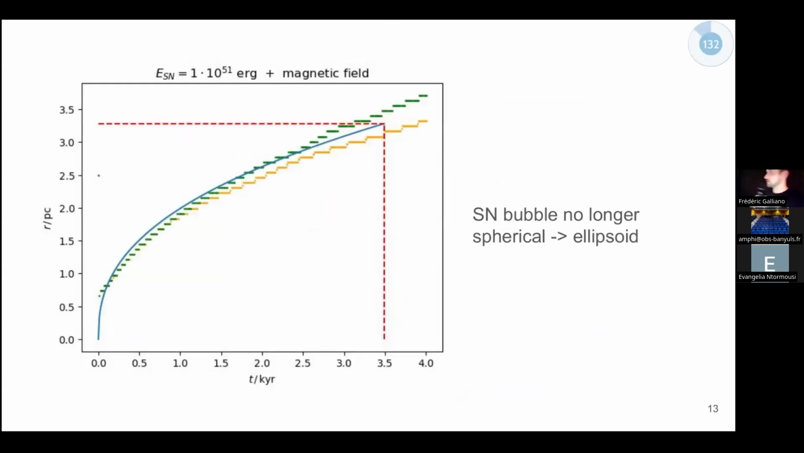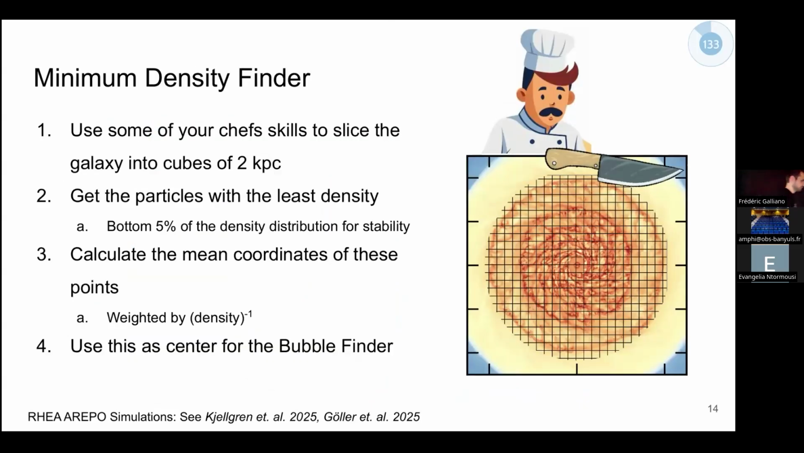And we can also see that in this plot. The green points are along one axis and the yellow points are along the other axis. As you can see, it's no longer spherical and instead it's becoming ellipsoidal. Yeah, okay.